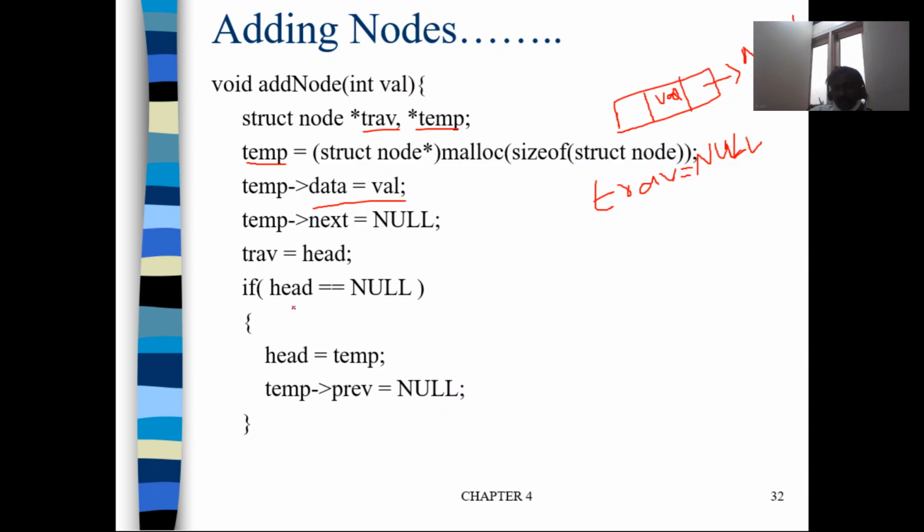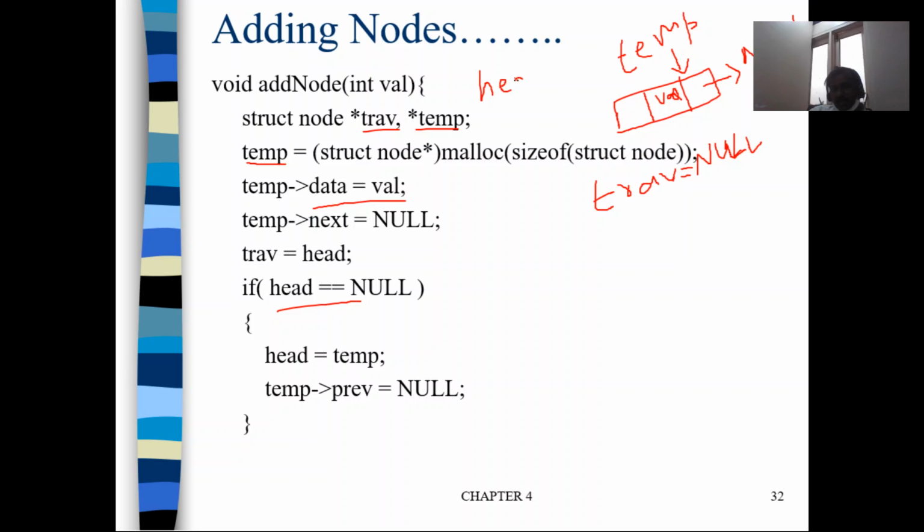By this we can check. If head is equal to null, then it means that this is the first node. In that case, we say head is equal to temp. This is the new node, and it is referred using the pointer temp. Previously head was null, now we say that head is equal to temp.